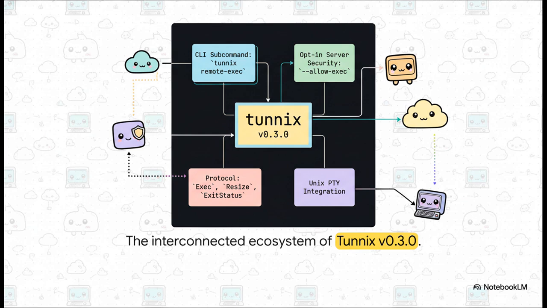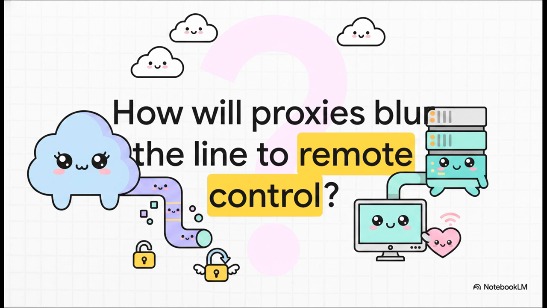You no longer have to choose between having a proxy or having a shell in restricted environments because tunnix now elegantly provides both over the exact same encrypted HTTP stream. Which really just leaves us with a fascinating question to ponder as we wrap up. As corporate and cloud network firewalls continue to get tighter and tighter every single day, how will tools like tunnix continue to evolve and blur the line between simple traffic proxying and total interactive remote control?